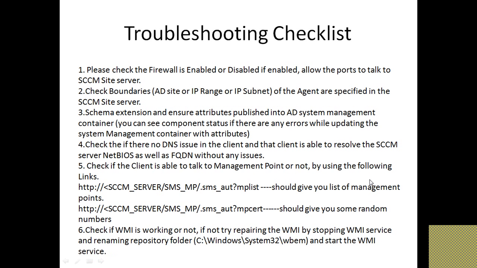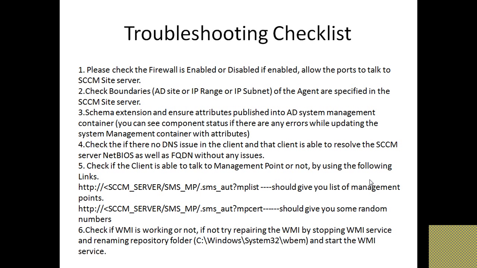Troubleshooting checklist. The most important part, which helps us in finding why the client is not getting installed on the client machine. The first one is to check whether the firewall is enabled or disabled. If enabled, allow the ports to talk to the SCCM site server. So in the next slide, I'll show what ports are required for the client to communicate with the SCCM site server and vice versa for policies and downloads, etc.